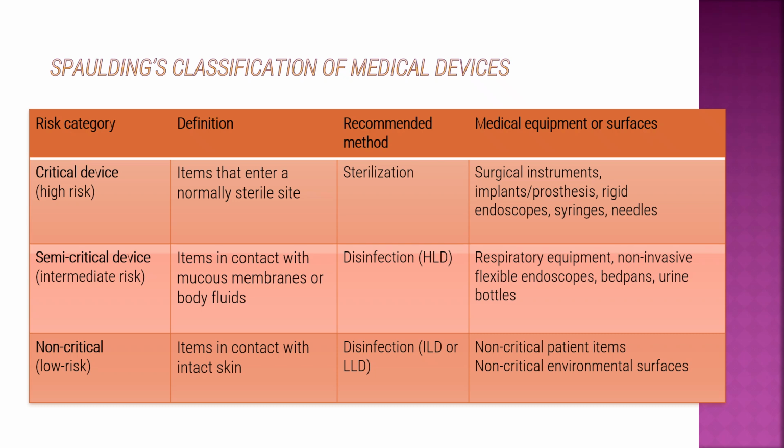Semi-critical devices are intermediate risk: items in contact with mucous membrane or body fluid. The recommended method is disinfection, with high-level disinfectants. Examples are respiratory equipment, non-invasive flexible endoscopes, bedpans, urine bottles. Non-critical items are low risk: items in contact with intact skin. The method is disinfection with an intermediate or low-level disinfectant. The examples are non-critical patient items and non-critical environmental surfaces.